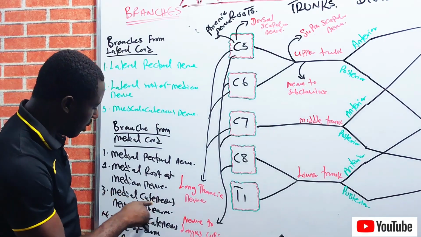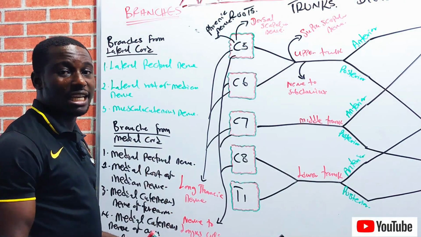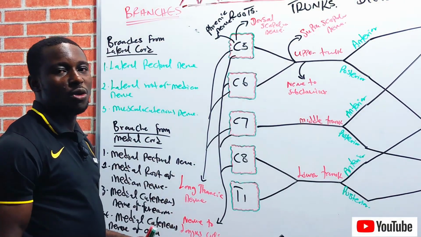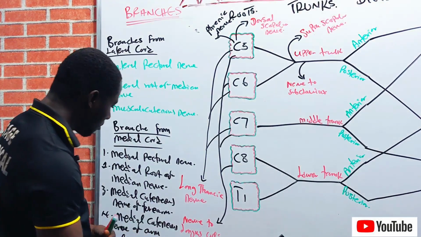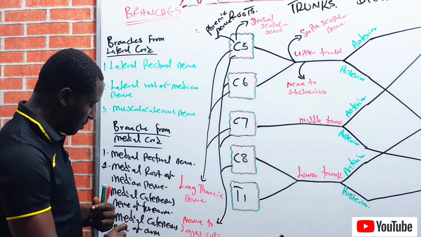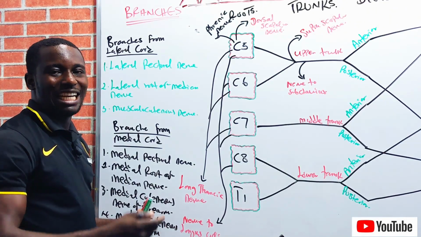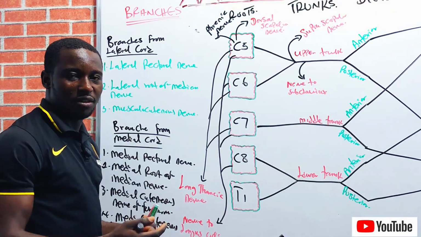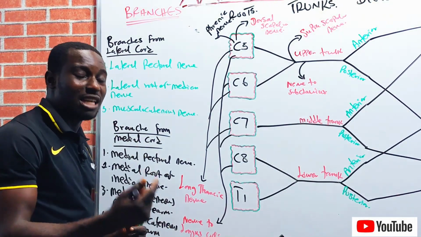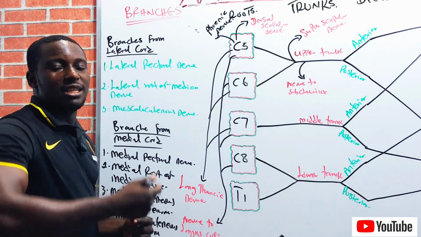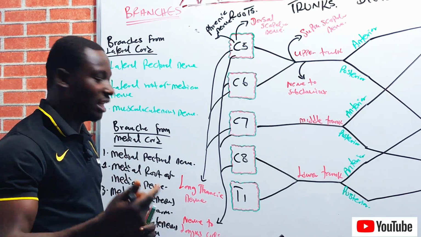The medial cutaneous nerve of the forearm can be called the medial antebrachial cutaneous nerve, which supplies the skin on the medial aspect of the forearm. The medial cutaneous nerve of the arm can be called the lesser internal cutaneous nerve of the arm, or the medial brachial cutaneous nerve. It supplies sensory innervation to the skin on the medial aspect of the arm.